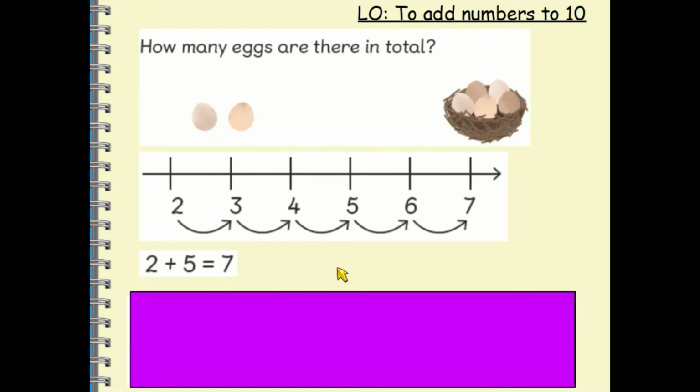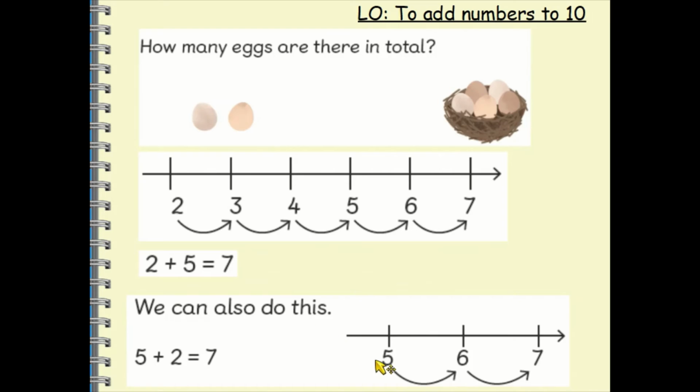I could also do this by starting on number 5 because that's how many eggs are in the nest. And I could do 2 jumps because that's how many eggs are here. So I've started on 5 and I've done 2 jumps to get to 7. So my number sentence would be 5 plus 2 equals 7.